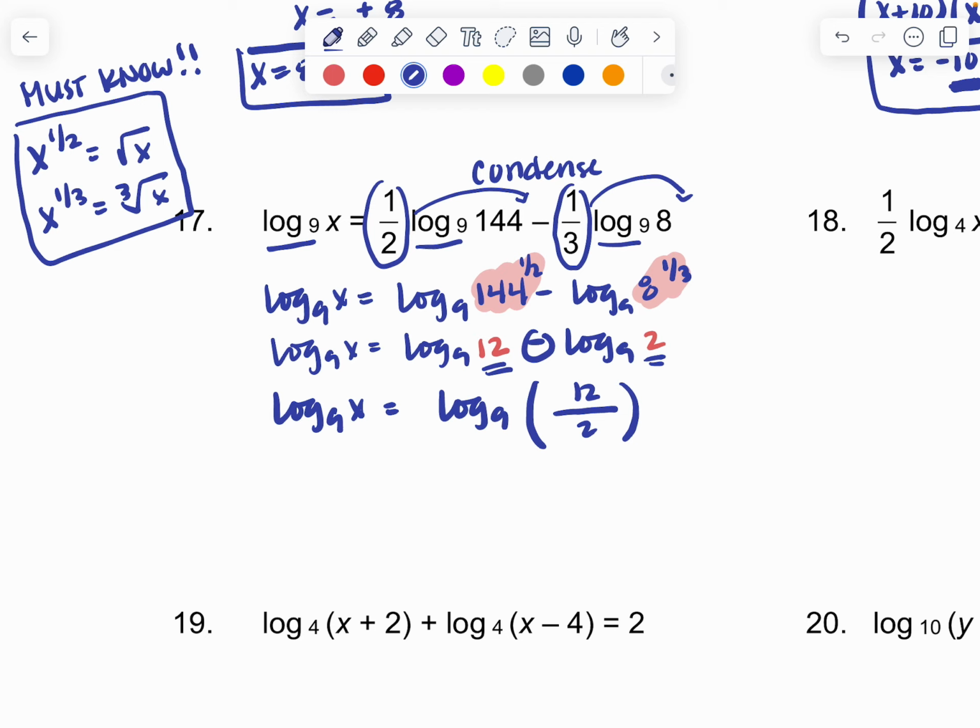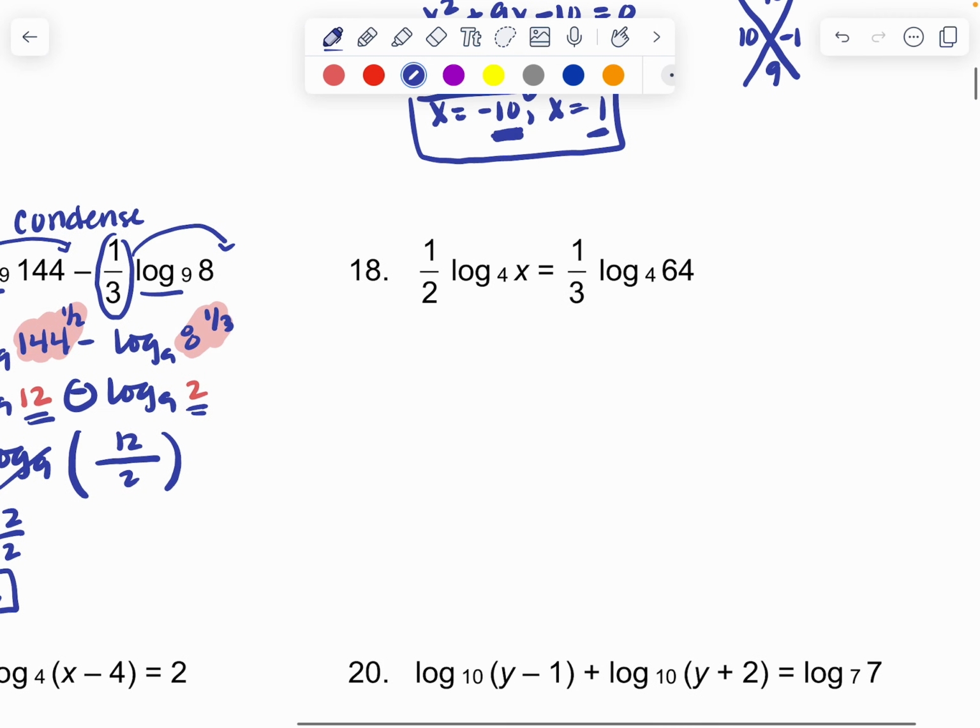Now look, log on the left, log on the right. Now I can cancel them out because there's only one on each side. So I get x equals 12 over 2, or just x equals 6. Okay? All right, same idea for number 18.